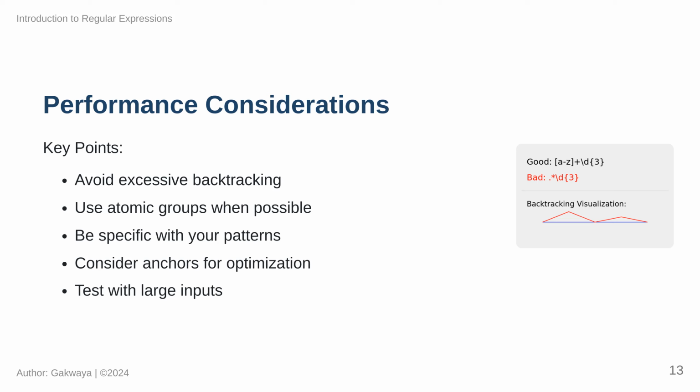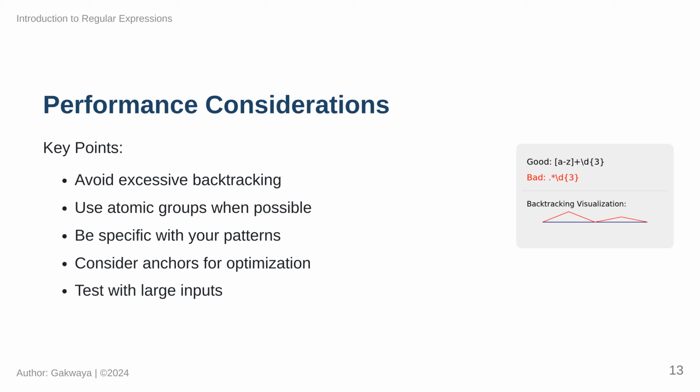Performance is a critical consideration when writing regular expressions, especially when dealing with large texts or frequent operations. One of the biggest performance killers is excessive backtracking, where the regex engine has to try multiple possibilities to find a match. To avoid this, be as specific as possible with your patterns.